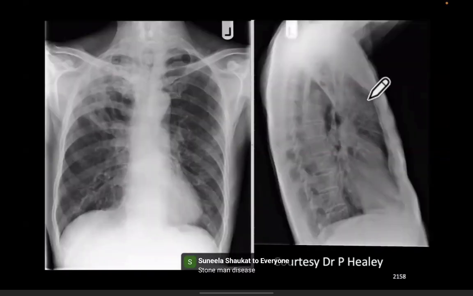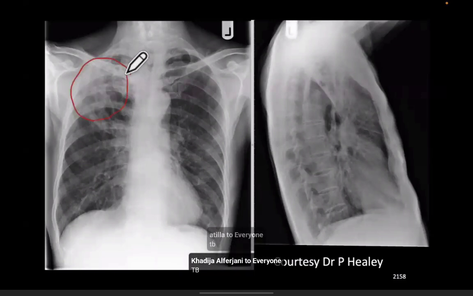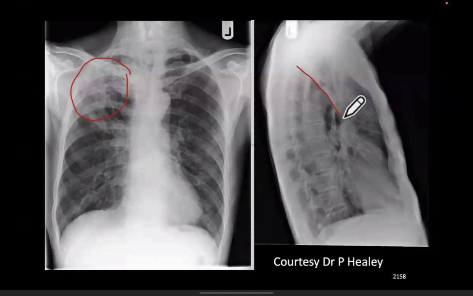Patient is an alcoholic, weight loss, cough. What's the most likely diagnosis? Yeah, TB. We've got very irregular consolidation, possibly with cavitation. There's volume loss in that right upper lobe. There's the oblique fissure. And this is tuberculosis.